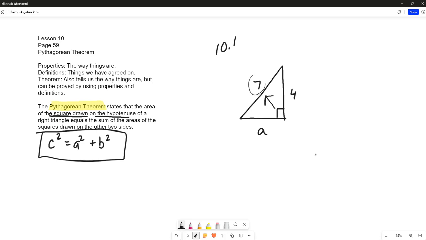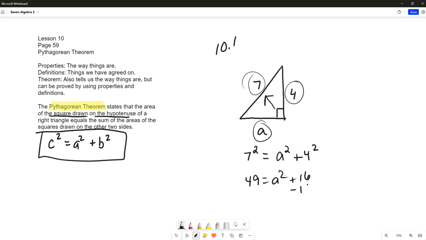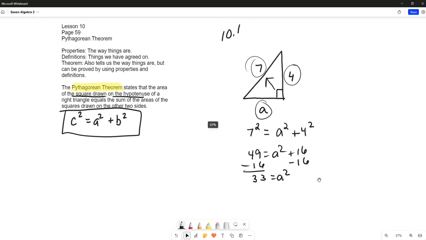So 7 is our hypotenuse, so we would say 7 squared is equal to a squared plus 4 squared. And it doesn't matter whether this side or this side goes first in this equation because you can add in either order. So that'd be 49 equals a squared plus 16. Subtract 16 from both sides. A squared equals 33. That's still not solved. We have to take the square root of both sides of that in order to get rid of that square. So the answer would be square root of 33.